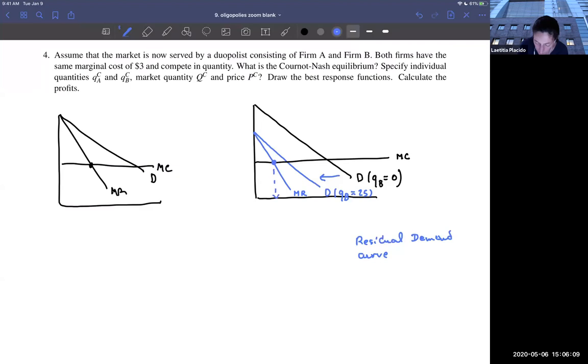And so my best response to firm B producing 25 units will be producing a quantity QA of, let's say, 12 units. So that's the process followed by firm A. Firm A determined its optimal quantity given its belief about what will be the production from firm B. Here I have drawn the case in which firm B is producing 25 units, but you can draw all the cases.